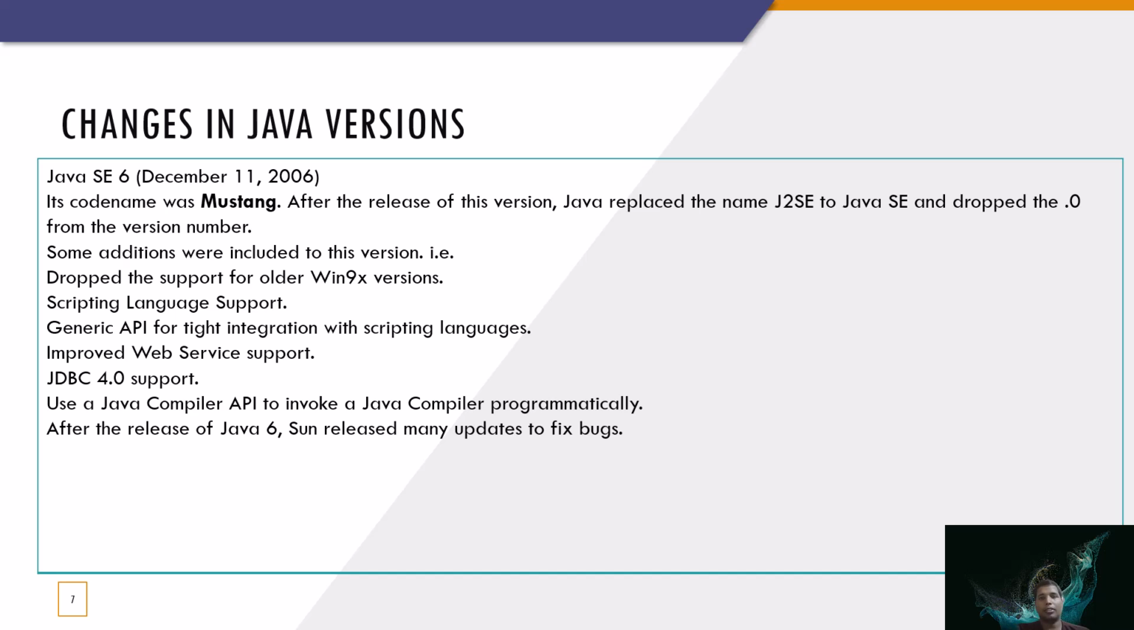Java SE 6 was initially launched in 2006, and some additions were included in this version. It dropped the support for older Win9x versions, added scripting language support, a generic API for tight integration with scripting languages, improved web service support, and JDBC 4.0 support. JDBC is for connecting to databases. When we are connecting our Java applications to databases, we use JDBC. It also added a compiler API to invoke a Java compiler programmatically. After the release of Java 6, Sun released many updates for bug fixes.